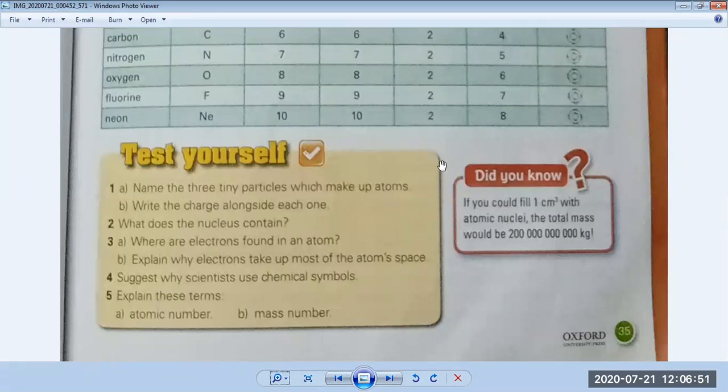I hope you understand today's lecture. If you have any confusion, or if you want to ask any question, you can raise your hand. Now your lecture has ended. If you want to ask any question, you can raise your hand.